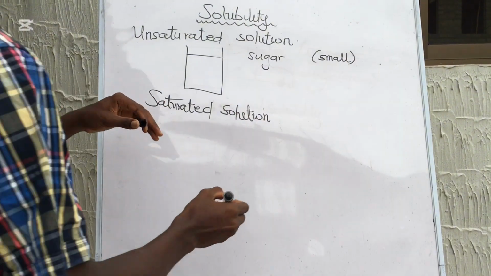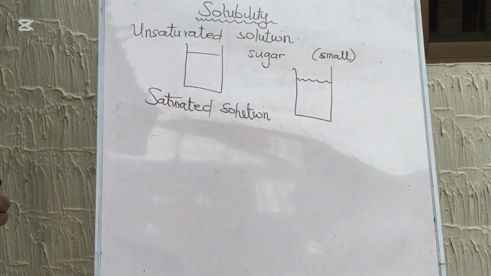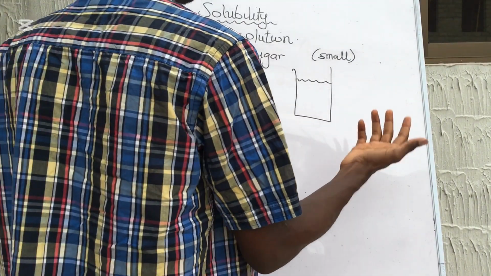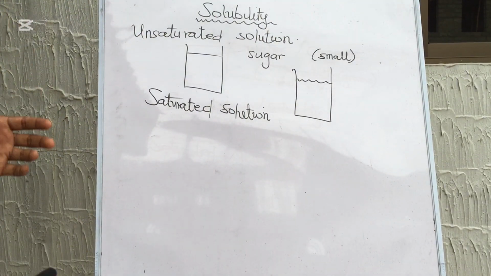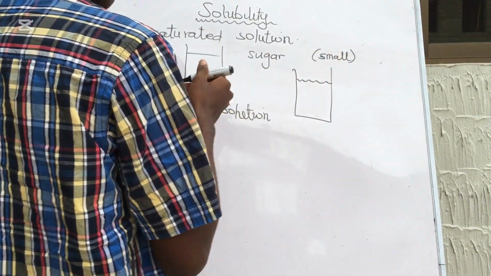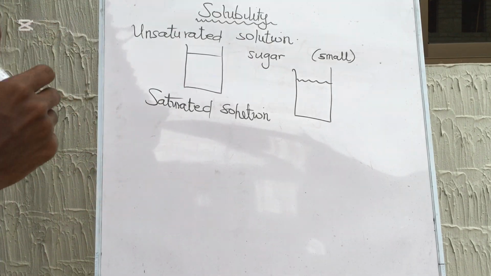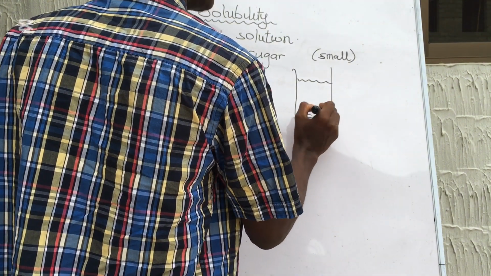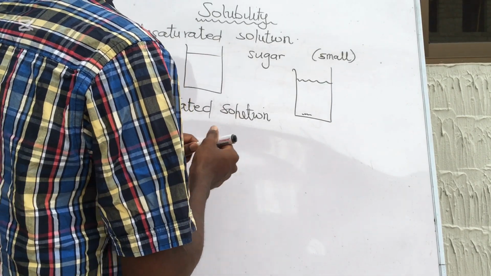For the saturated solution, you have dissolved the solute into the solvent in a way that the solution can no longer dissolve the extra amount of solute that you are adding. That is what we refer to as the saturated solution. At this point, the extra sugar or salt that you add is not going to dissolve, but it is going to settle beneath the solution. You are going to see the solute that I've added.